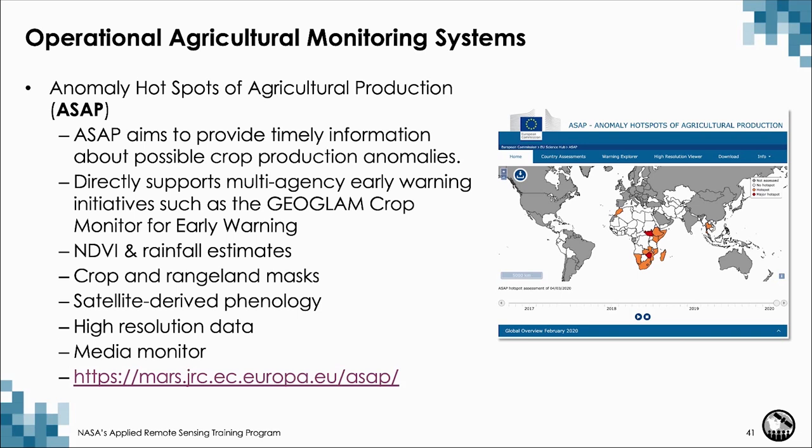ASAP provides information at two levels: monthly identification of agricultural production hotspot countries, as well as summary narratives, and 10-day automatic warnings about low or delayed vegetation performance at the province level, plus weather and earth observation indicators. The ASAP hotspot identification focuses on 80 countries. The decision support system provides NDVI and rainfall estimates, crop and rangeland masks, satellite-derived phenology, high-resolution data, and incorporates media monitoring into their assessments.